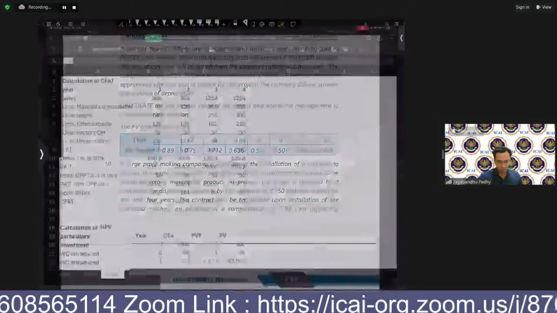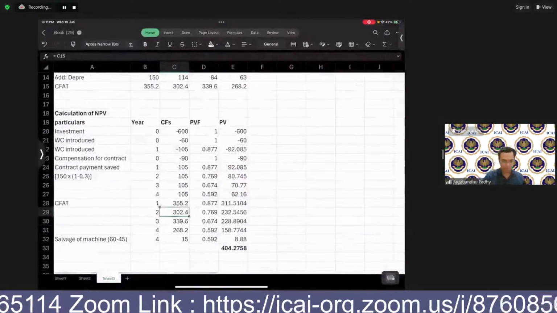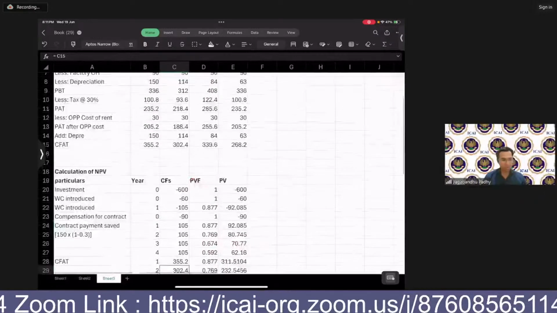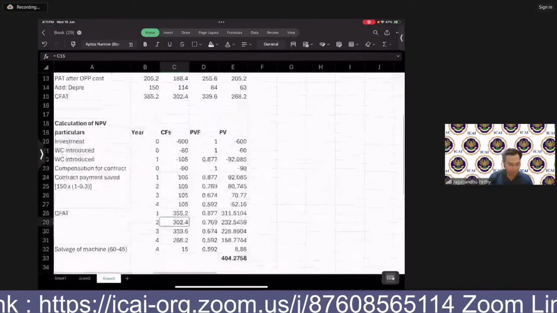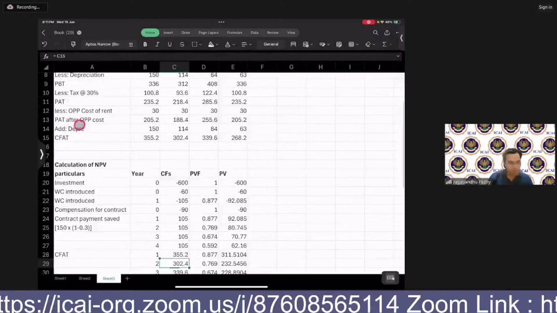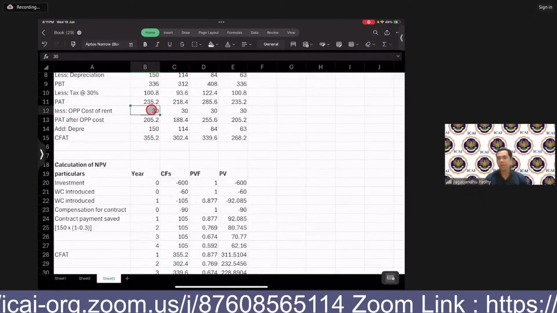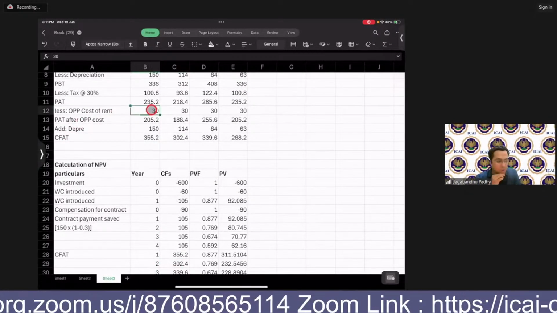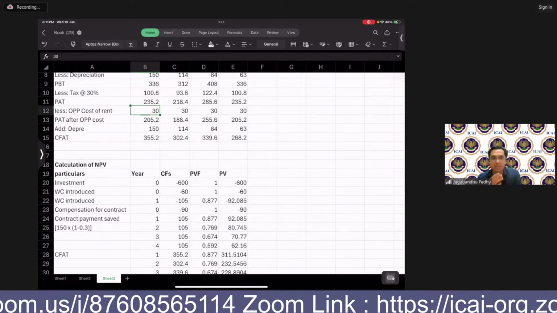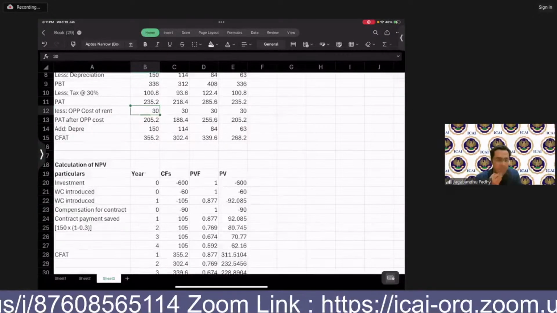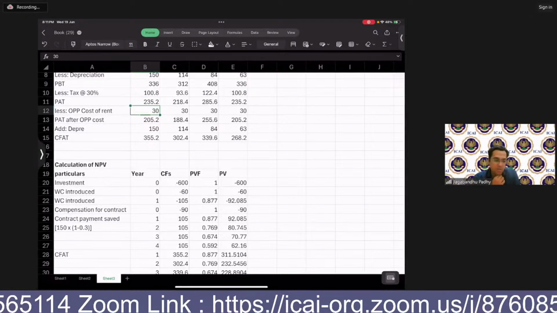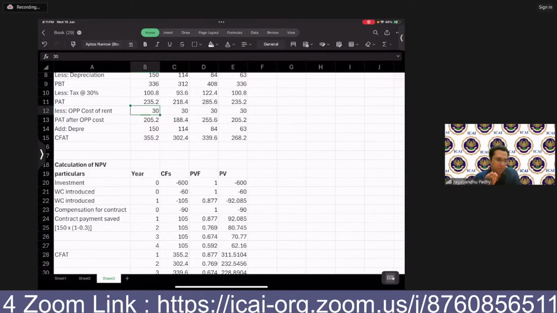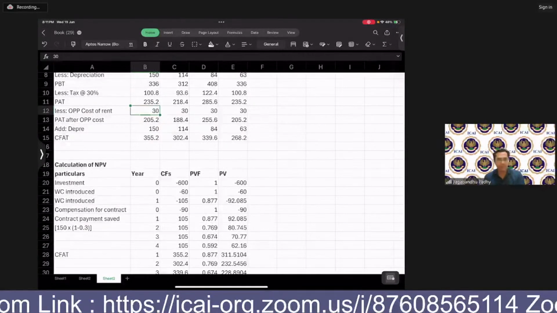Payment got reduced. Which payment? The opportunity cost of rent, that will be reduced, right? Because that is something which you would have got, but you're not going to get because of this project. So this new project is preventing you from renting out this space, which would have fetched you a rent of 30 lakhs every year.